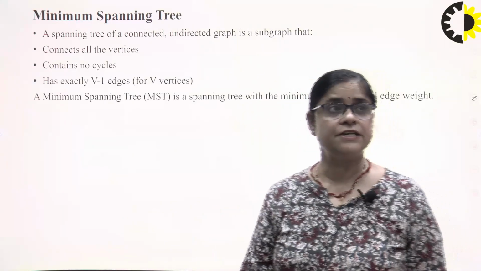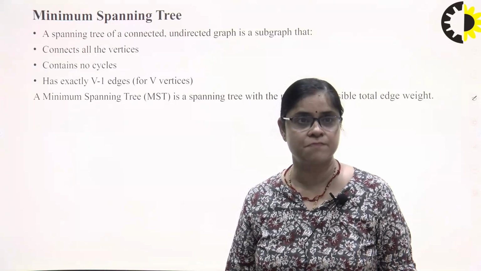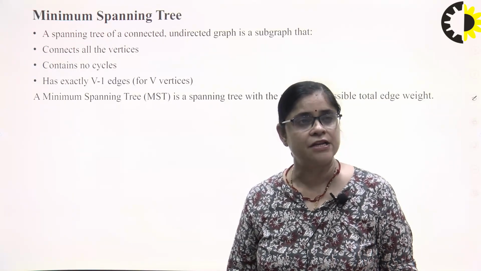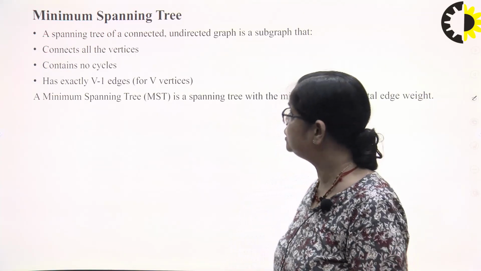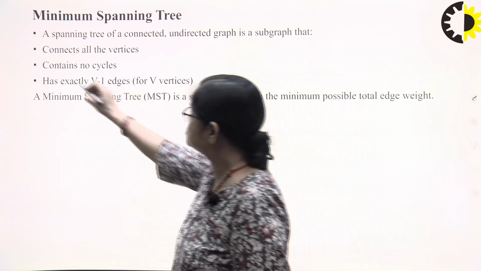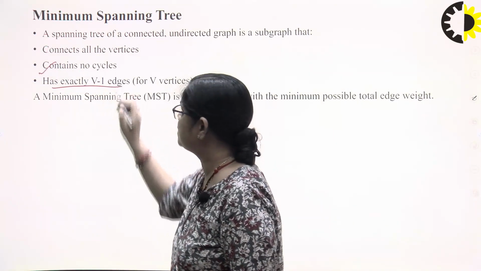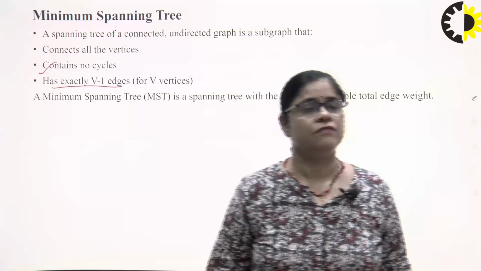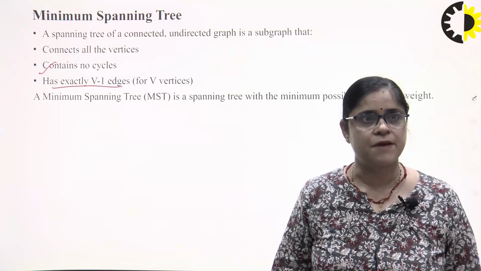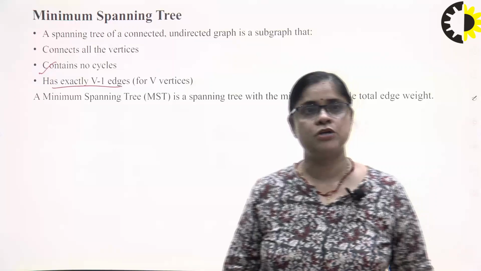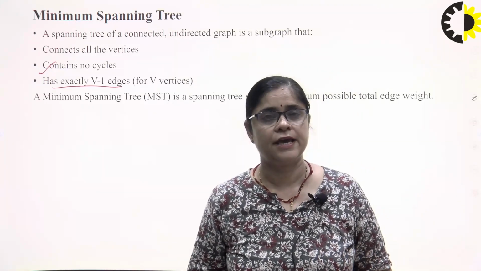And today my topic is minimum spanning tree in data structure and analysis of the algorithm. So first I will discuss what we mean by the minimum spanning tree. A spanning tree of a connected undirected graph is a subgraph that connects all the vertices, but it contains no cycle and exactly V minus 1 edges for the V vertices.